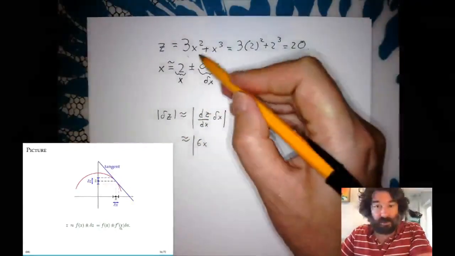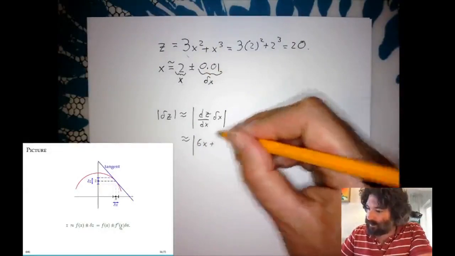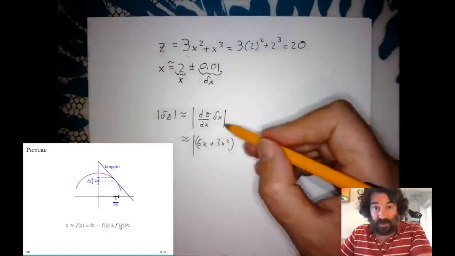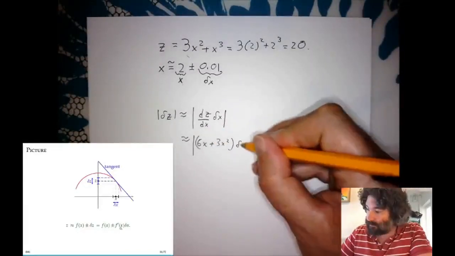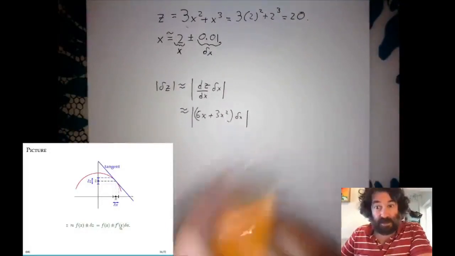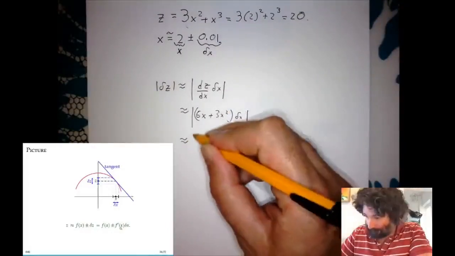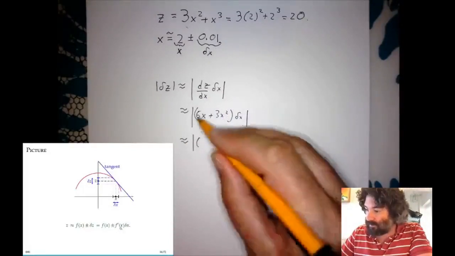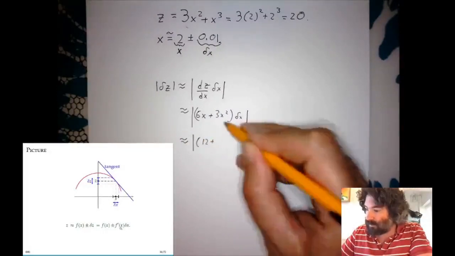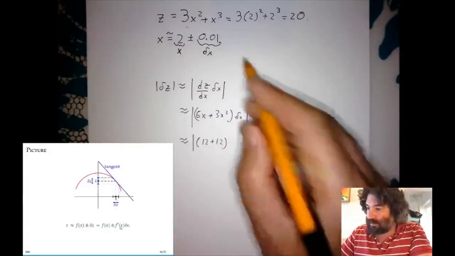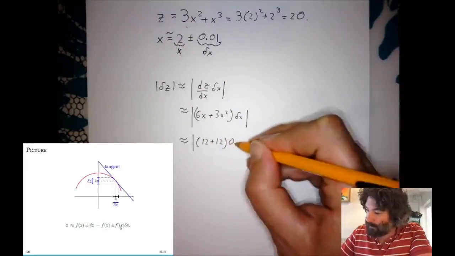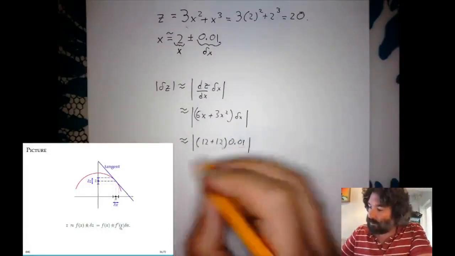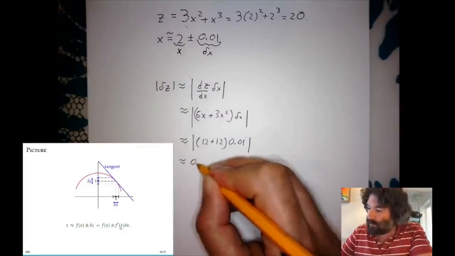6x, the derivative of 3x squared, plus 3x squared. That's dz dx. And then times delta x. So this is just an estimate of how large the error in z could be. And so we'll plug in the value that we have for x. So we have here 12 plus 12 times delta x, which is 0.01. So we have 24 times 0.01, so this is 0.24.